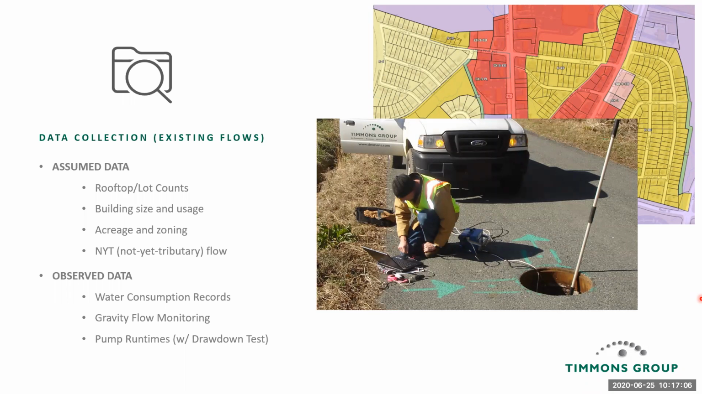We can use billing records to determine the amount of flow that comes into either a home or a building or a larger service area. And we'll make the assumption that what goes past the water meter will come out, and that's not always the case, but it gets us closer than assuming a flow factor per lot.